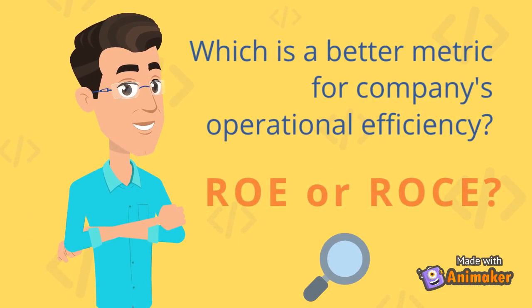Today we will discuss two financial ratios, return on equity and return on capital employed, and try to find out which is the best measure of the operating efficiency of any company. So let's get started.